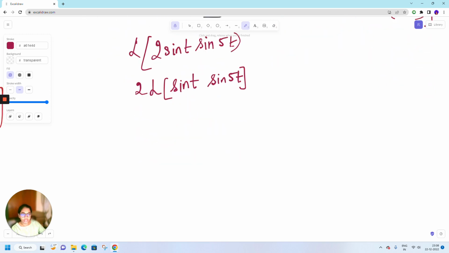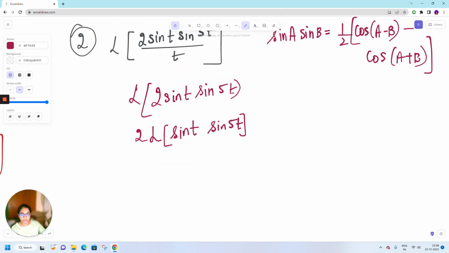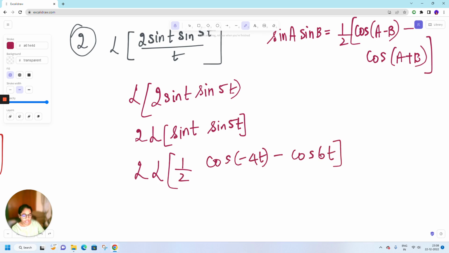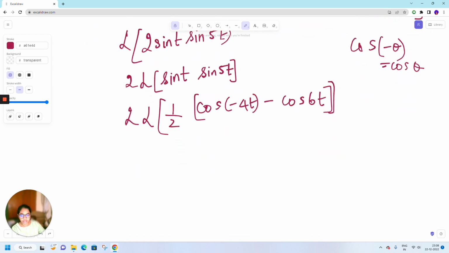Okay, now what should I do? Let me apply this formula to our given question, that is 2 Laplace of, I'll replace sin t sin 5t with half cos t minus 5t, that is minus 4t, minus cos 6t. Now what is cos of minus theta? Cos of minus theta is cos theta. Yes. Now this 2 and this 2 get cancelled. Apply Laplace to each term. So this would be plus cos 4t.